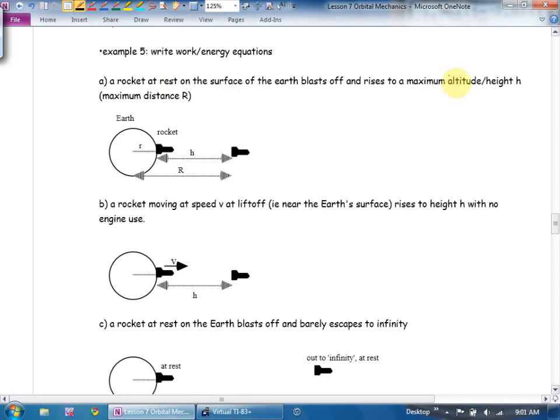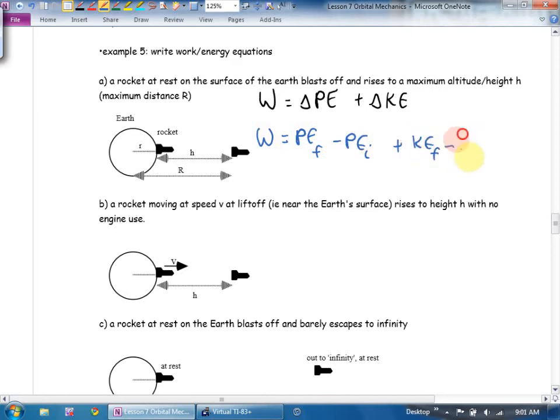So here you would go, work equals change in potential plus change in kinetic. Work equals potential final minus potential initial plus kinetic final minus kinetic initial. Oh, wait a minute. I think here we would say this. At rest and being lifted, we would say no, no.